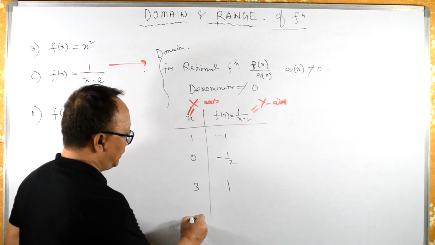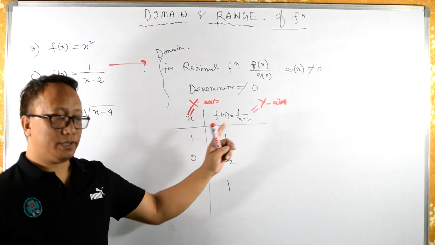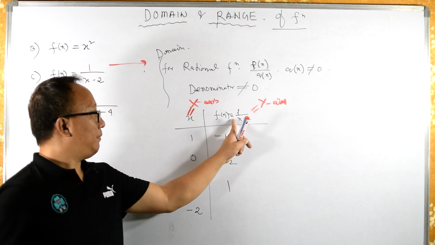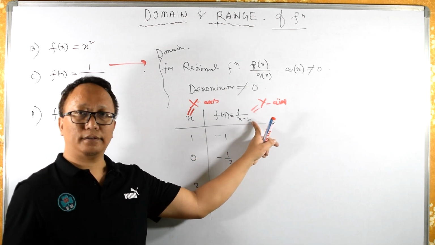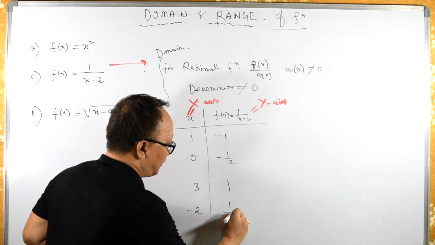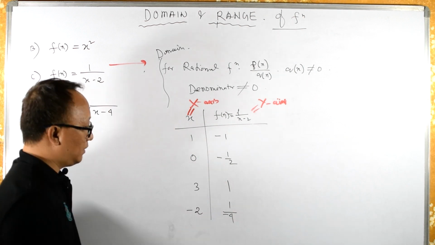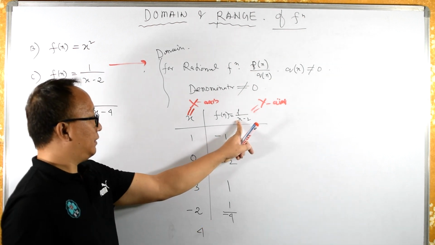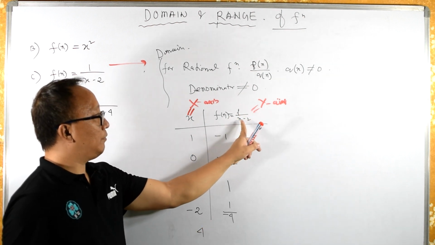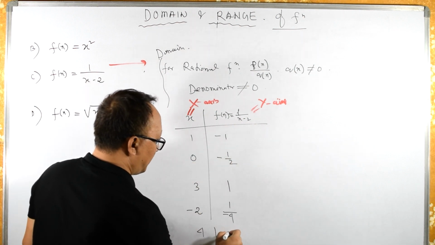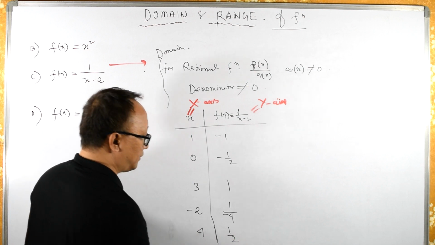Now, let's take another. What about minus 2? Minus 2 minus 2 is minus 4. So I can write it is defined. Therefore, it is minus 1 by 4. I can take another number, for example, 4 over here. If I substitute 4, 4 minus 2 is what? 2. Therefore, I am getting half.